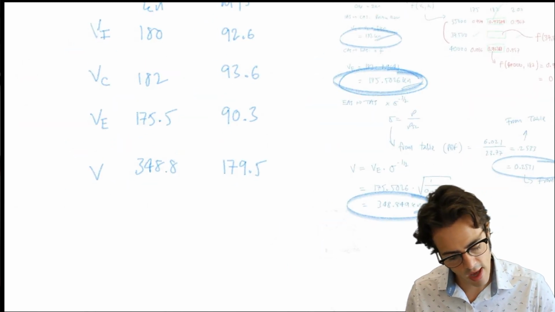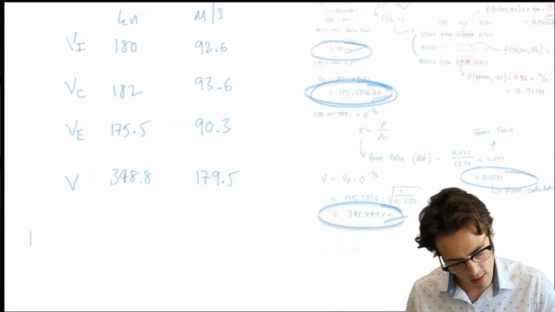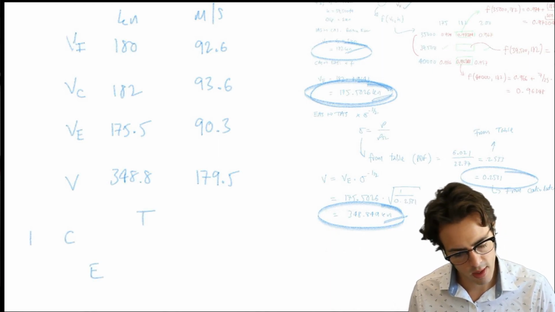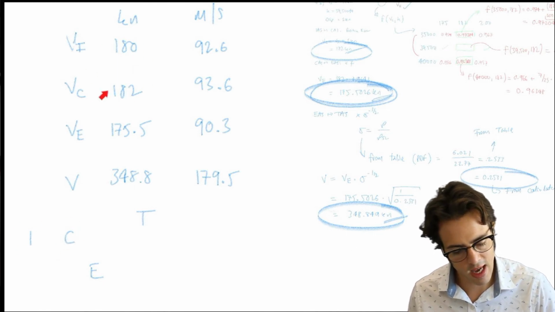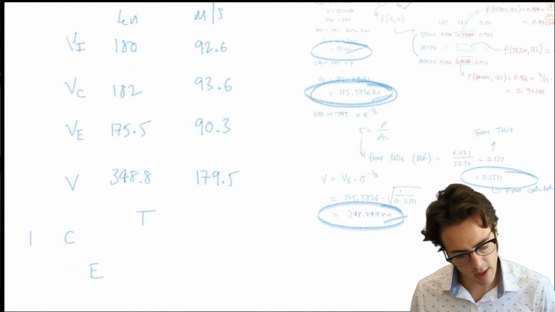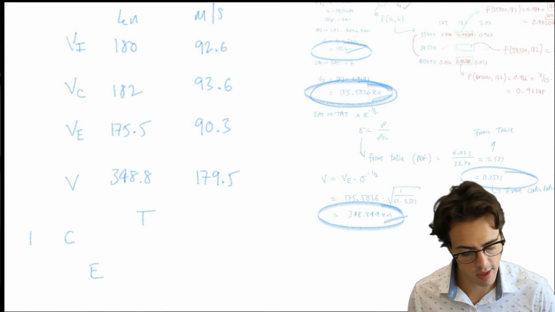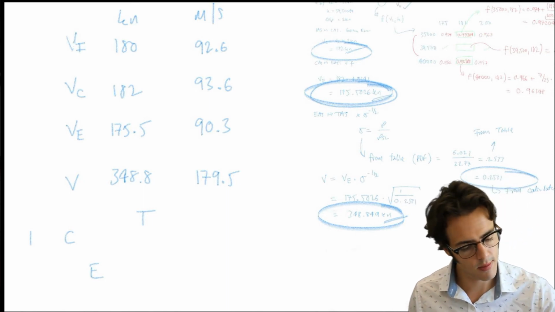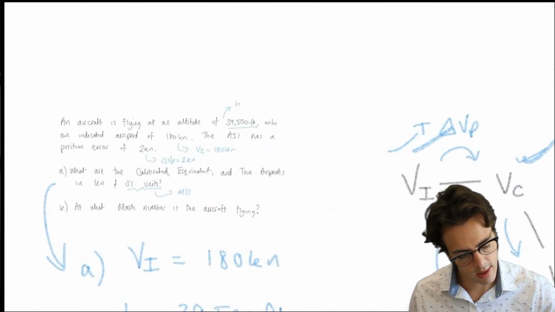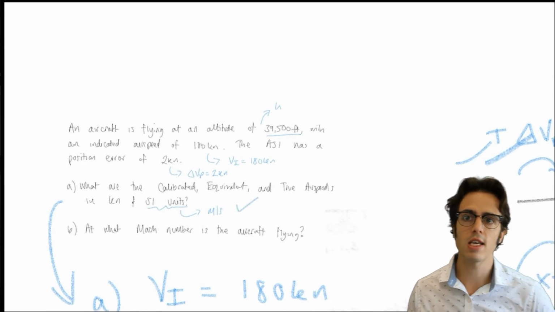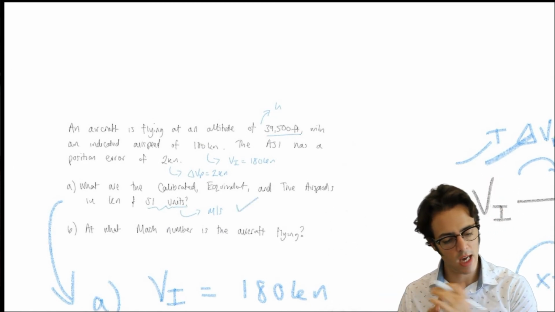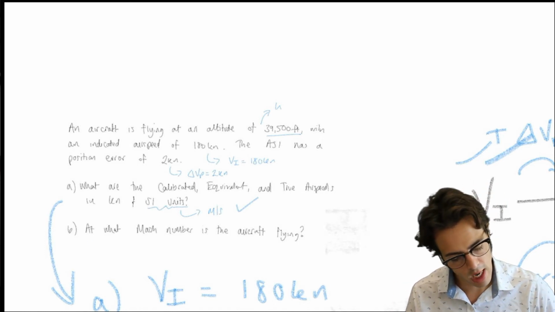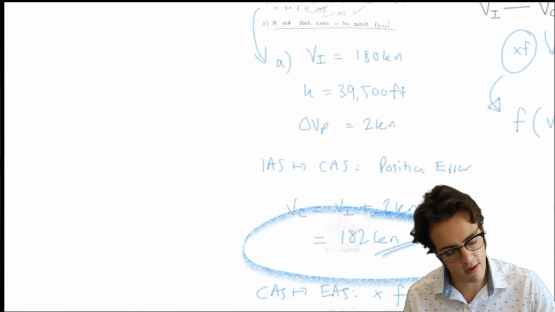We can do a quick sense check on each of these. We know these should be the respective magnitudes, so VI and VC should be around about the same, which they are. Equivalent airspeed should be lower, and it should be the lowest of all of them, which it is. And then true airspeed should be higher, and it should be the highest of all of them, which it is. So that's the first part of this question done. We were asked to calculate the different airspeeds, both calibrated, equivalent and true airspeeds in knots and SI units, so we've done that. We're now asked at what Mach number the aircraft is flying.